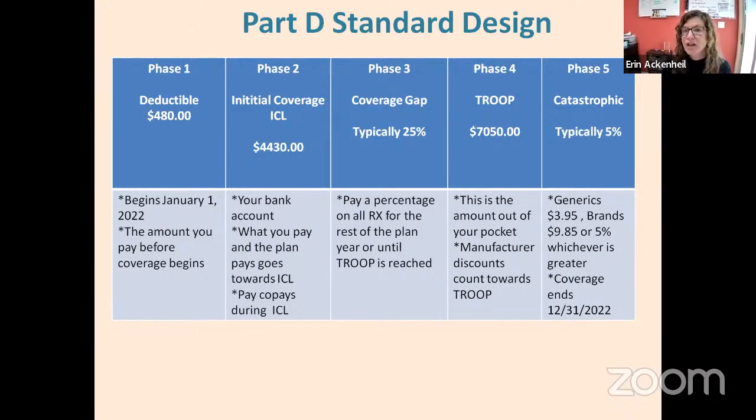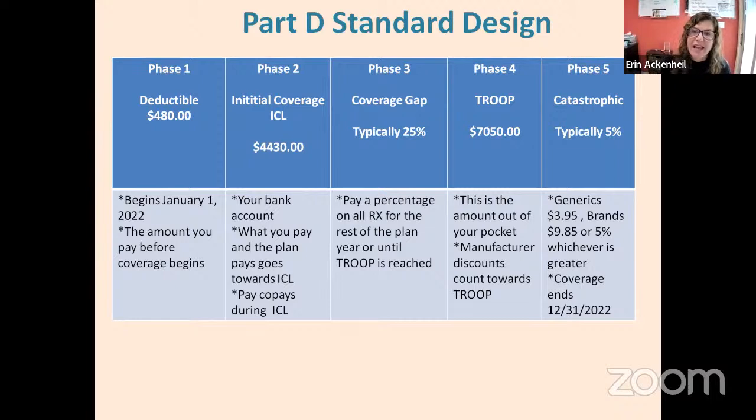But often the only thing they can take is a brand name. They're looking at this potential gap coverage. Now, the question your clients are always going to have is, is there a way out of the gap? Is there a way that I can be spending less again on my prescriptions?